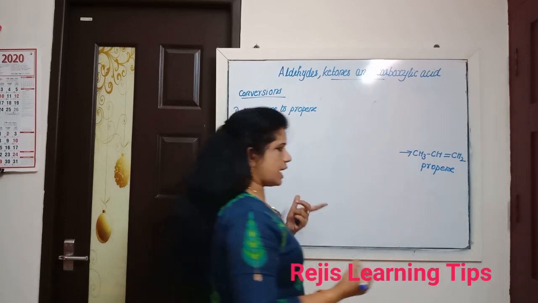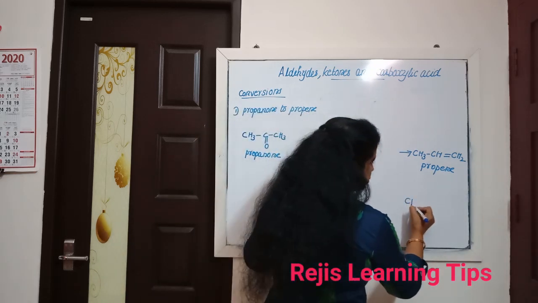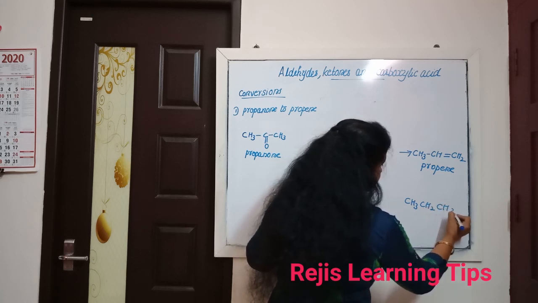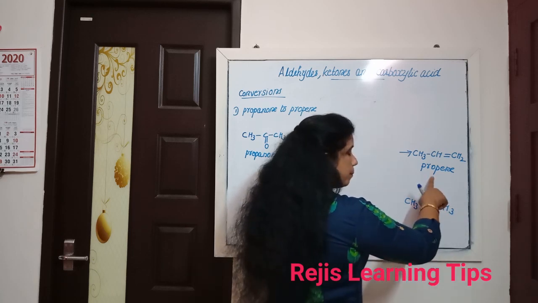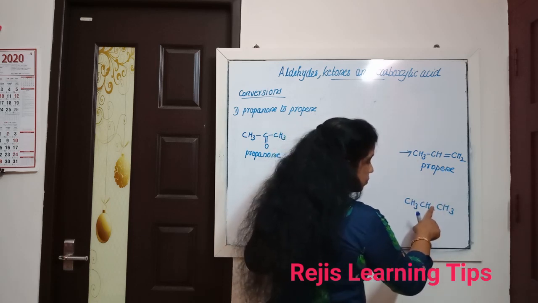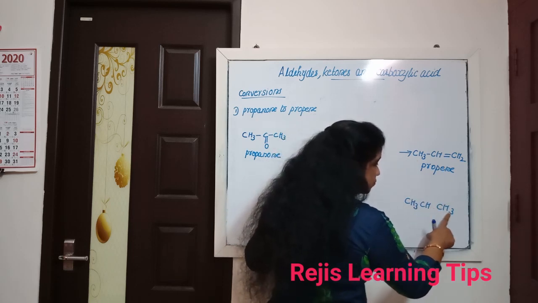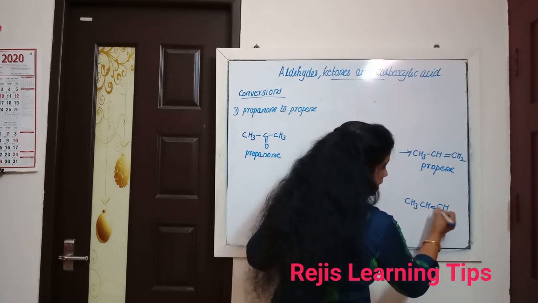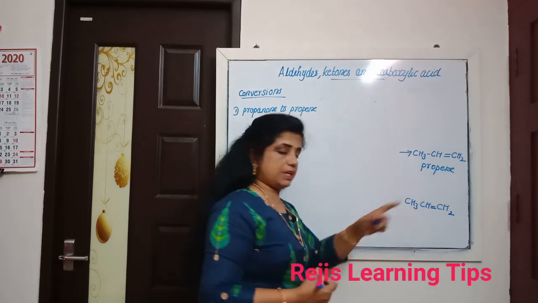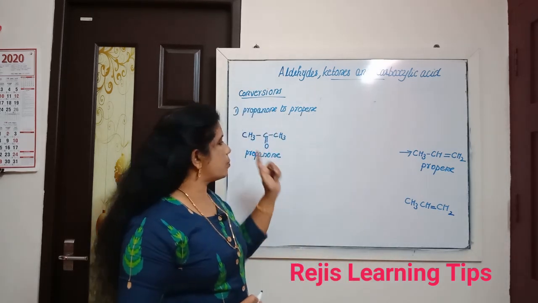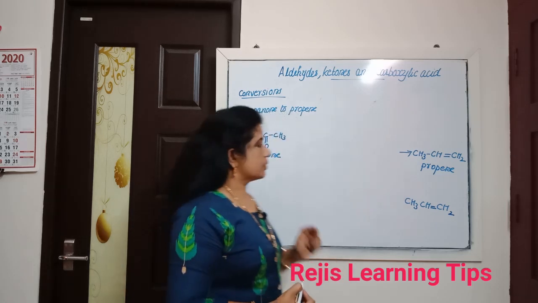Okay, first we should write propane. Propane is CH3 CH2 CH3. Then propene means prop-1-ene, so we should remove a hydrogen from these two carbons. Then we should put a double bond here, that is propene. Okay, understood? Then how can we convert propanone to propene?